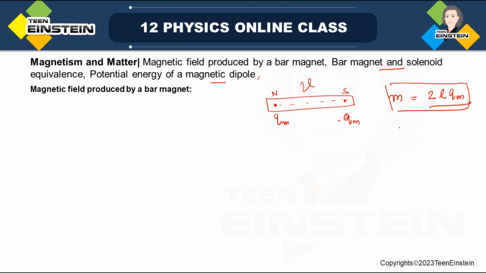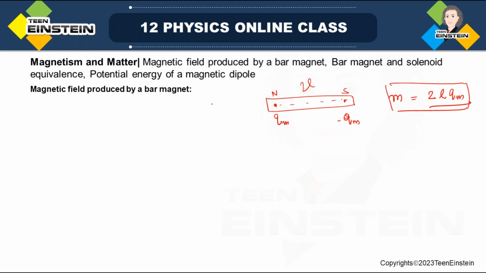Just like in the case of an electric dipole, where it is the 2l distance into the magnitude of the charge of the poles, this is equivalent to an electric dipole. If we consider magnetic charges just like electric charges, then just as we use Coulomb's law to find the electric field, here also equivalently we are using a kind of Coulomb's law to find the magnetic field.